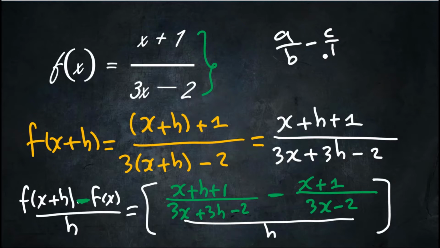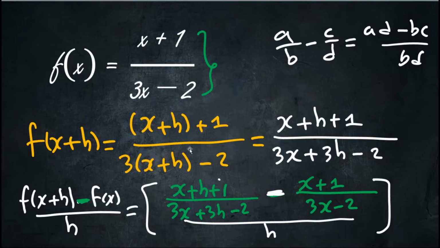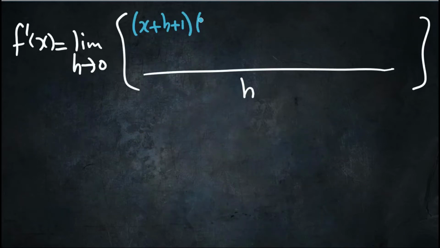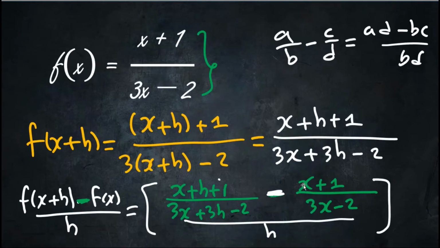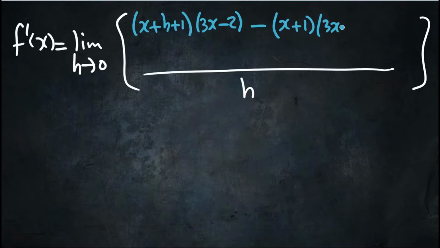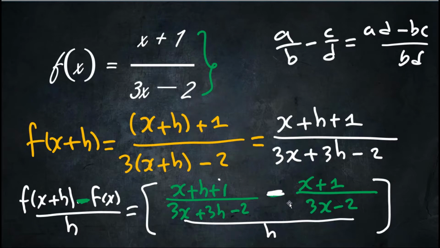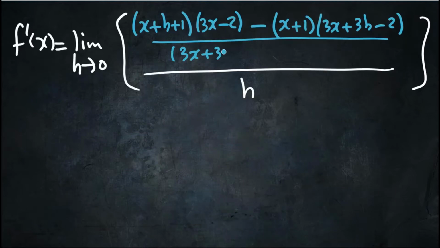Again, we have a over b minus c over d, which is ad minus bc over bd. a over b minus c over d is a times d minus b times c over b times d. f prime of x is x plus h plus 1 times 3x minus 2 minus x plus 1 times 3x plus 3h minus 2, over 3x plus 3h minus 2 times 3x minus 2.